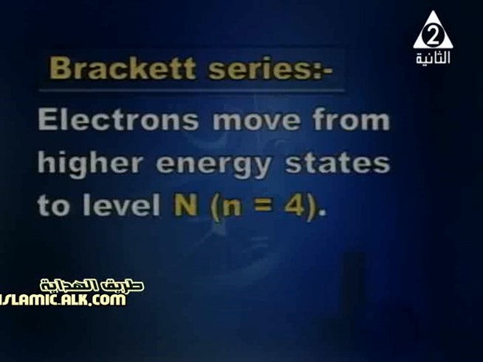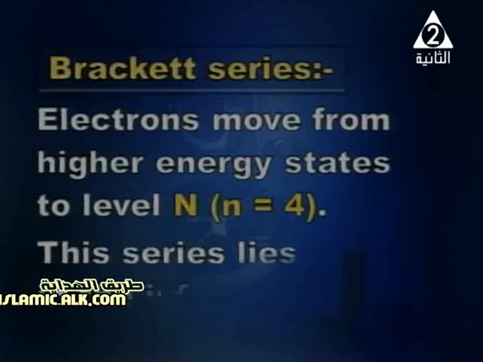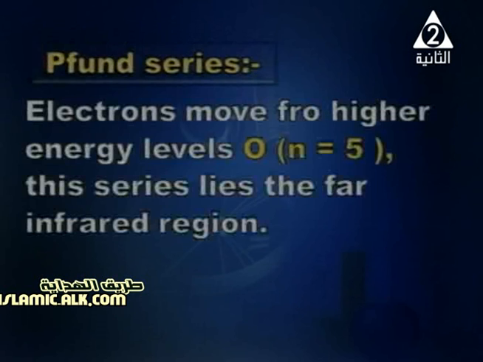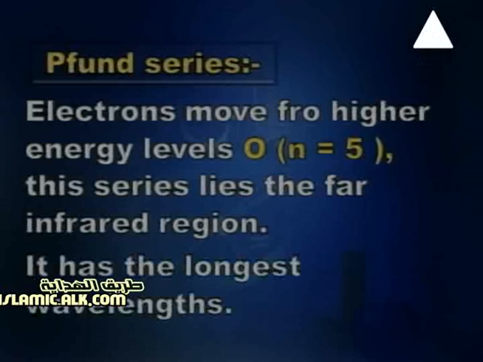The Brackett series is produced when electrons move from higher energy levels to energy level N, where small n is equal to 4, and it also lies in the infrared region. And finally, we've got Pfund, in which electrons move from higher energy levels to level O, where n is equal to 5, and this series lies in the far infrared region. It has the longest wavelengths.